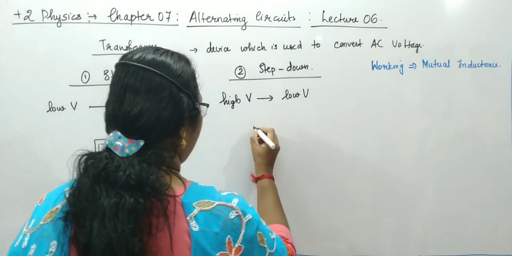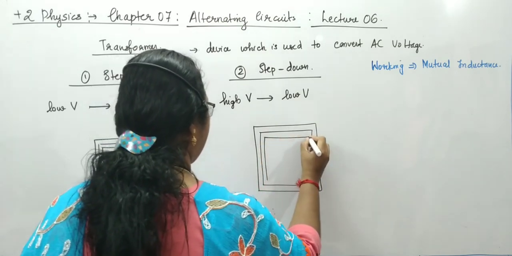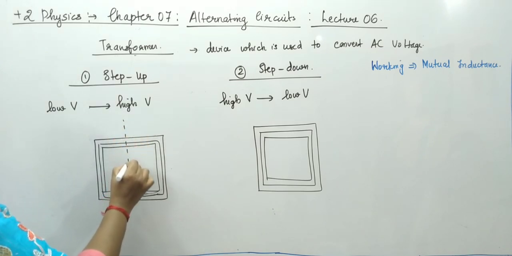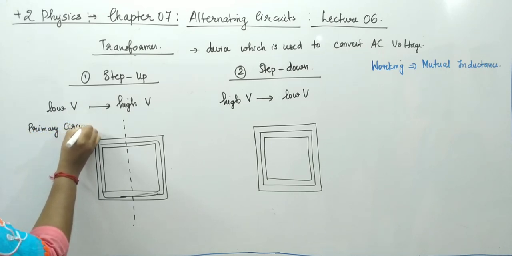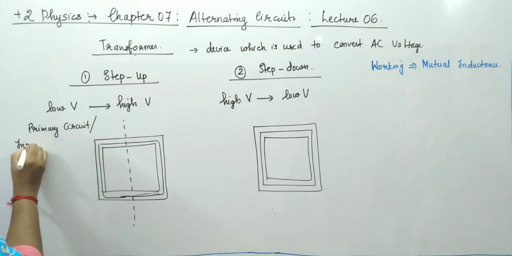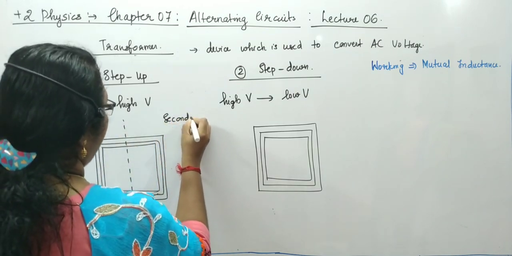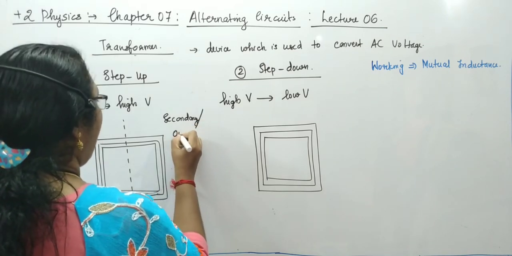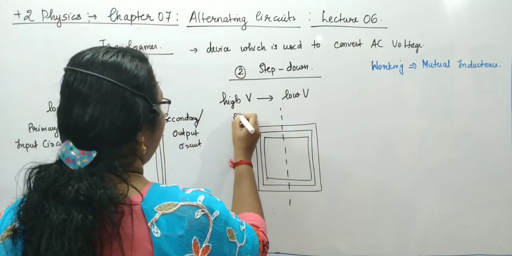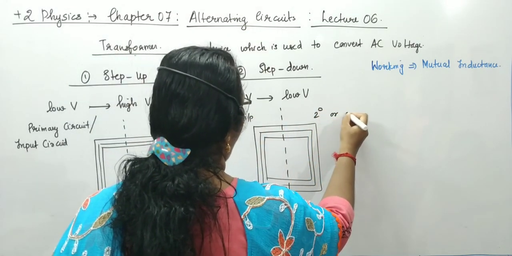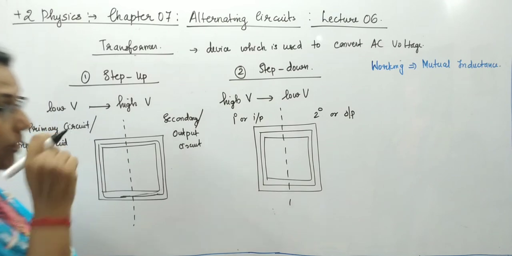Here also there is a soft iron core like this. One half of the core is taken as the primary circuit, or input circuit. And the other half is taken as the secondary circuit, or output circuit. Clear? Here also, this is primary or input region and this is secondary or output region.